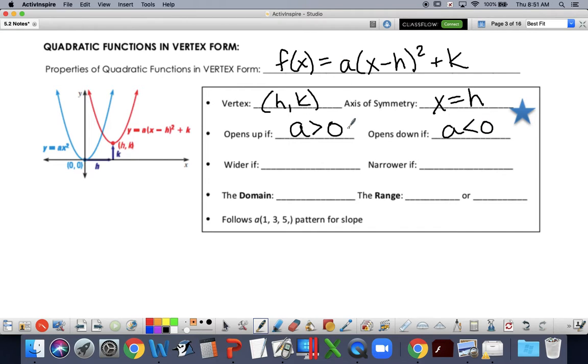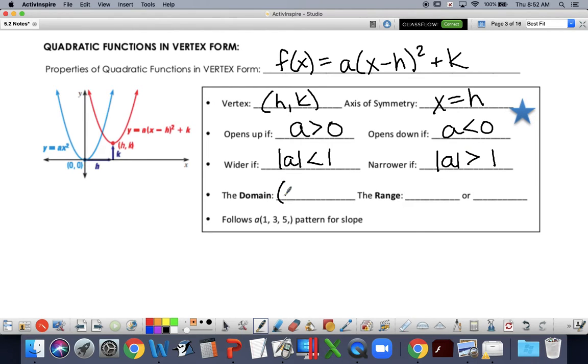So if my a is positive, I have a right side up U. If a is negative, it will be facing downward. It's going to be wider, or what historically we call compressed, if the absolute value of a is less than 1. So if this is some kind of fraction, 1/2, negative 1/3, we're going to have a fatter, wider parabola. It's going to be very narrow and go up and up on both sides if the absolute value of a is greater than 1.